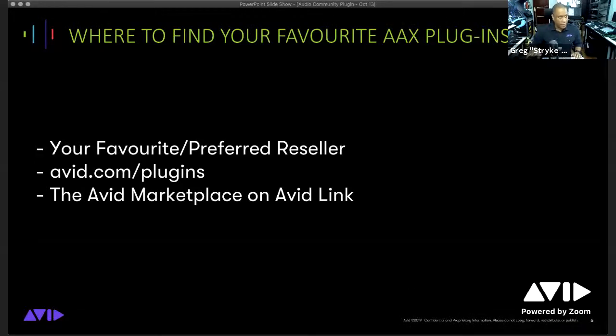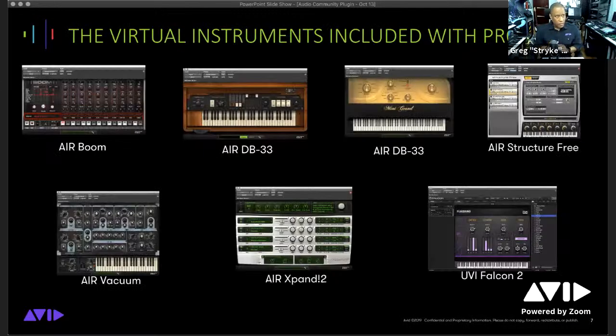And I wanted to point something out really quickly, no pun intended. And then we'll introduce Ian here in a second. So as I did mention, we've got some really great virtual instruments that are included with Pro Tools. So we've got Air Boom, which is a great drum machine, the DB33 tone wheel organ, the Mini Grand, which that should say Mini Grand, not DB33, apologies. So obviously a really wonderful piano with some really great models in it.